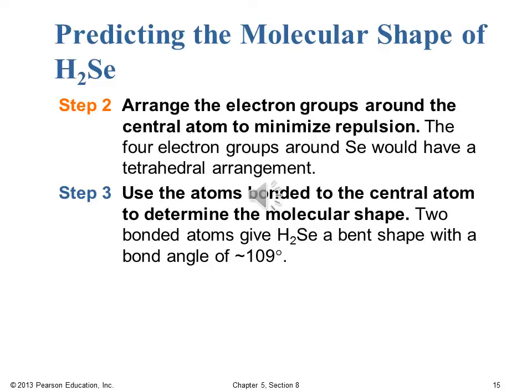So finally now we're ready for step 3. Because 2 of our 4 electron groups are bonding groups and the other 2 are lone pairs, we'd expect H2Se to have a bent shape, just like water, with a bond angle of somewhat less than 109 degrees. So hopefully that was fairly straightforward, and working through how we apply that guide to predicting molecular geometries, because we're going to follow up here with a learning check.